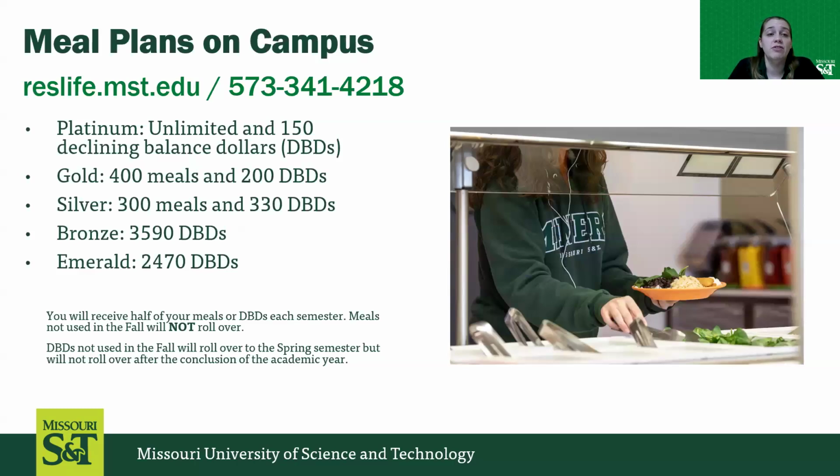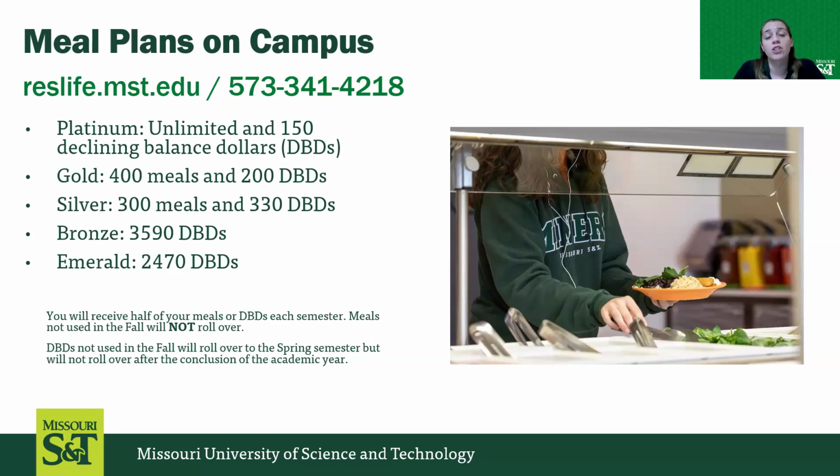In terms of meal plans, there are several different meal plans that students can get. So there is the Platinum, which is unlimited and about 150 declining balance dollars. Declining balance dollars are typically like cash that they can use at the food court. So 150 DBDs is basically $150 that they can use at any of the food locations. The unlimited is specifically for TJ Hall only. You have to live in TJ Hall and you can only use the meal swipes in TJ Hall, but it is literally unlimited. You can eat every hour on the hour if you wanted. And then the DBDs you can use anywhere.